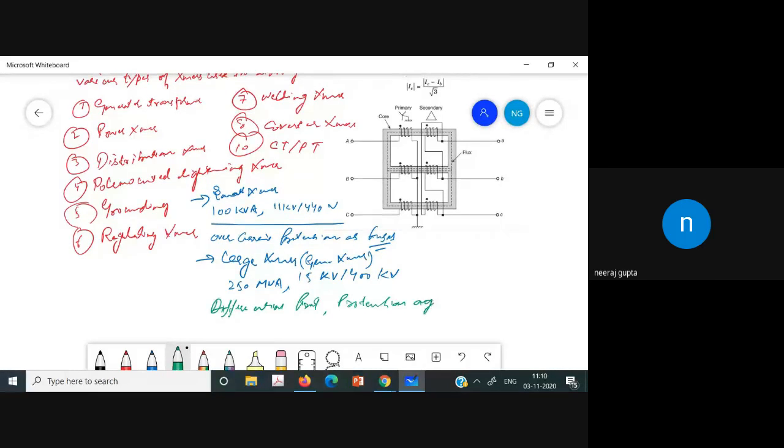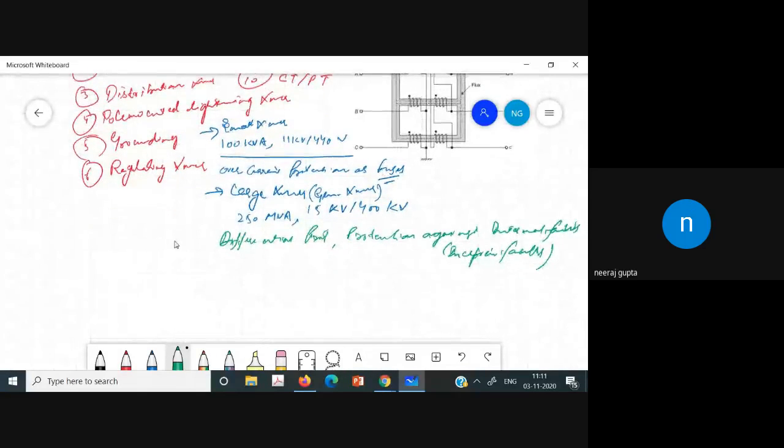Protection against internal faults, so these are also known as incipient faults. Then we will have differential protection. Then we will have protection against the internal faults. Then we will have overfluxing. If the flux is increased, overfluxing.